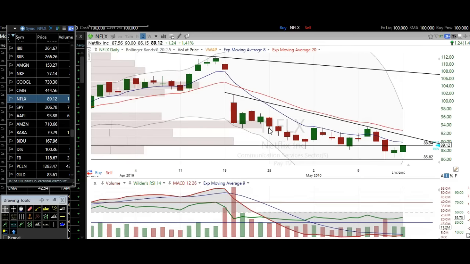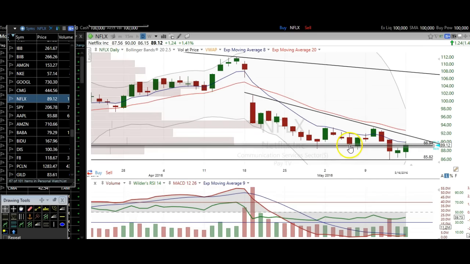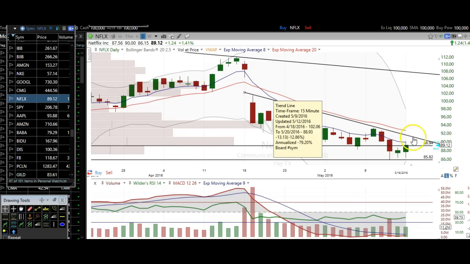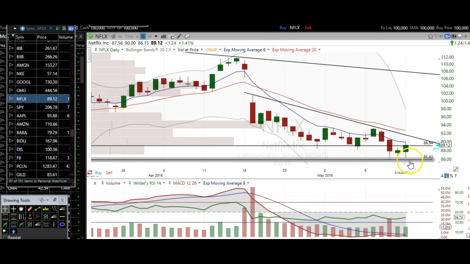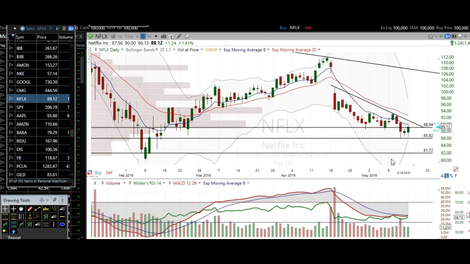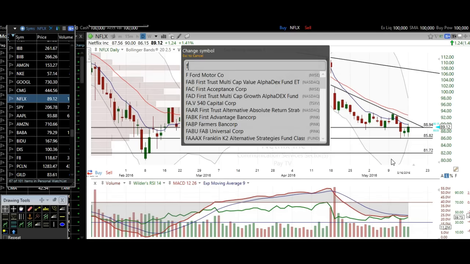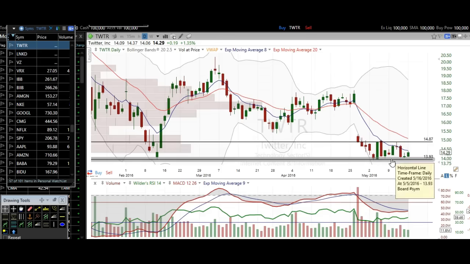Next, I want to cover Netflix. Netflix, similar kind of look, not as much, because the support that Netflix broke was not nearly as significant as the level that Apple broke. So what we have right here is this downtrend line that's going to act as resistance, and we've got support at about 85.82.